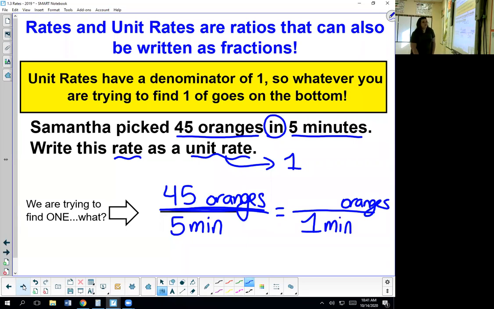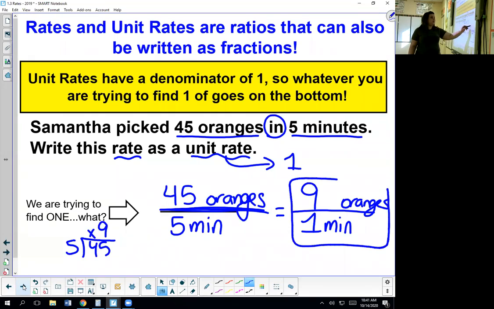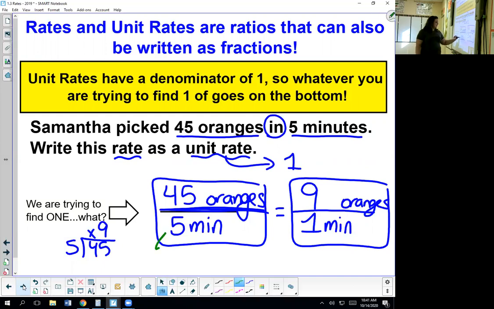So what do we have to do? We have to divide. Let's probably divide this in your head. So 45, and then divide it by 5. Hopefully you say 9. So I can pick 9 oranges in 1 minute. And that is your unit rate. So the difference here, this is the rate. This is a unit rate. So make sure you know the difference between the two.